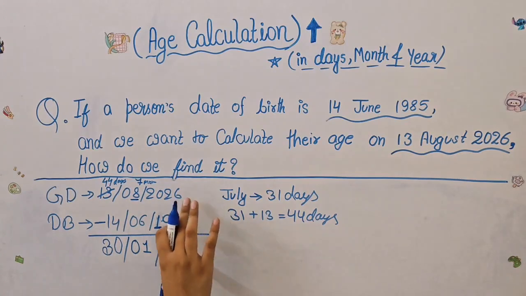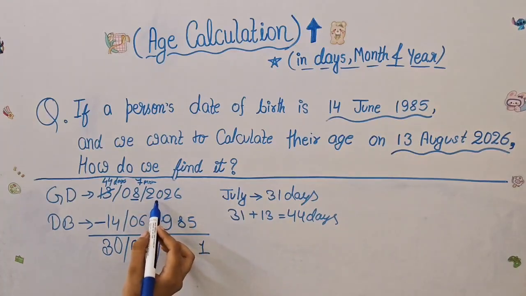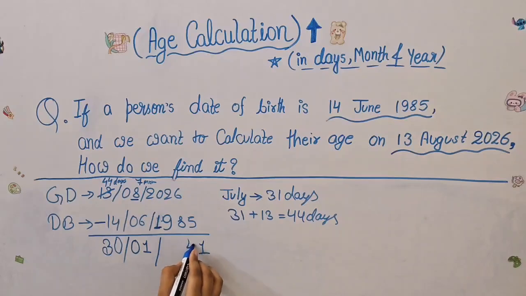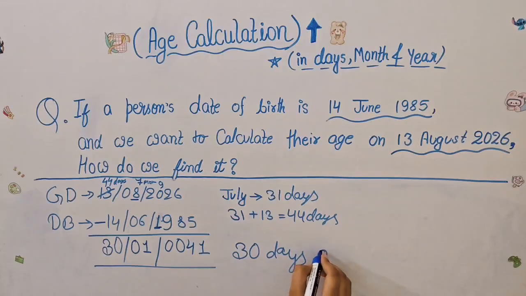And here if we subtract 5 from 6, we get 1. Then 8 from 2, we can't subtract it, so this will borrow 1 from this, so it will become 12. 12 minus 8, 4. 9 minus 9, 0. And 1 minus 1, 0. Here's the answer. We will write the current age of that person is 30 days and 1 month and 41 years.